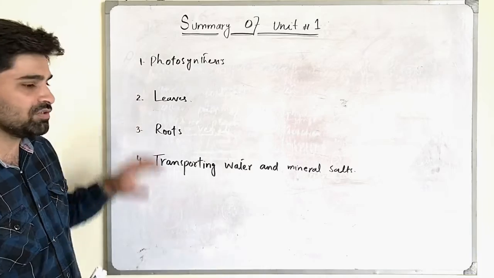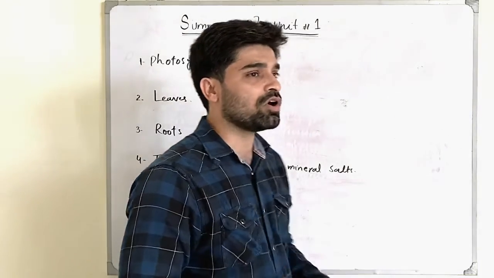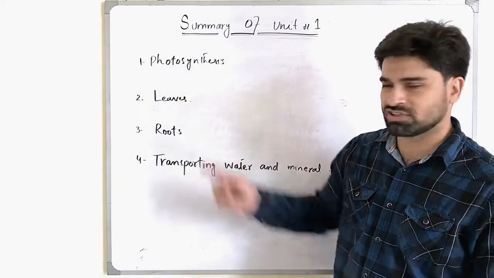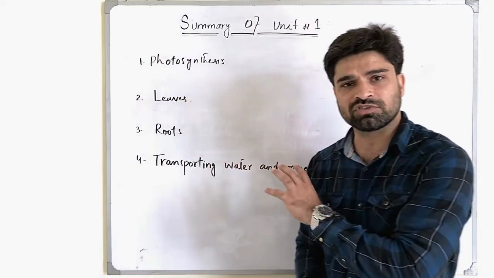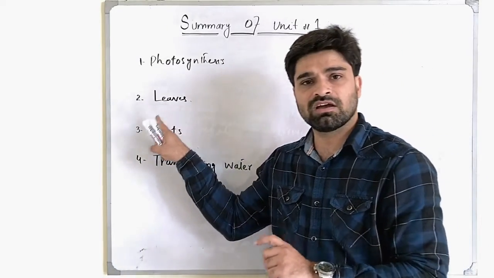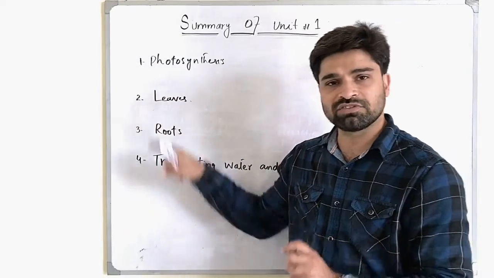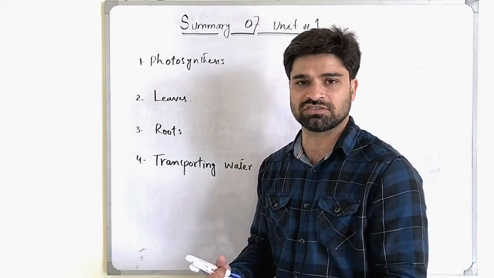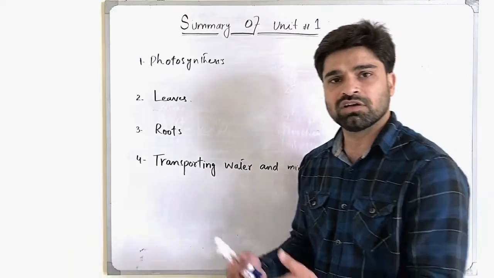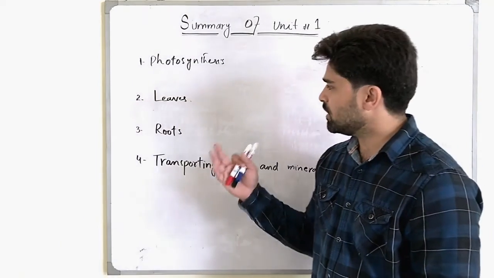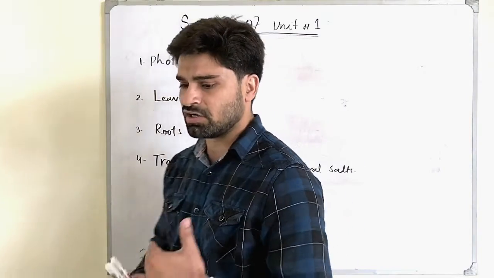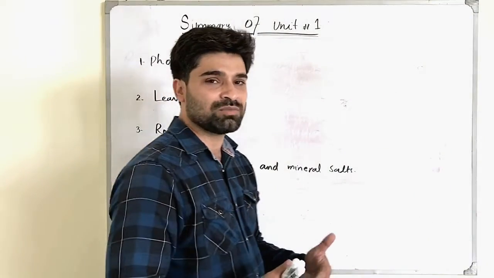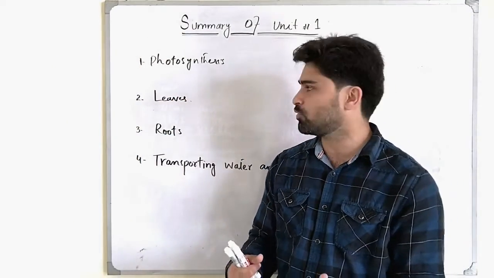Then we talked about the leaves. We talked about the leaves because leaves are the major organs which carry out the process of photosynthesis. And for this purpose, there is a green color pigment in leaves, that is chlorophyll, that is essential for photosynthesis. And if there is no chlorophyll, photosynthesis will not occur in the leaves. And then we talked about the structure of the leaf, that it has stalk, it has vein, and the mesophyll cells in it that carry out the process of photosynthesis.